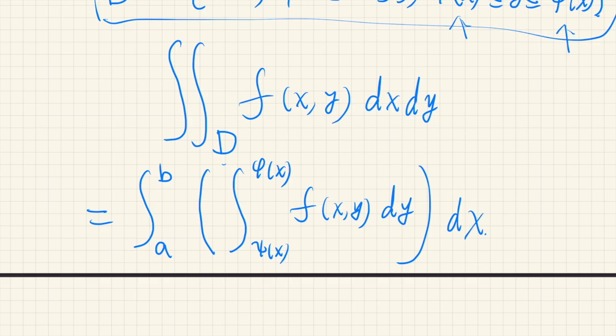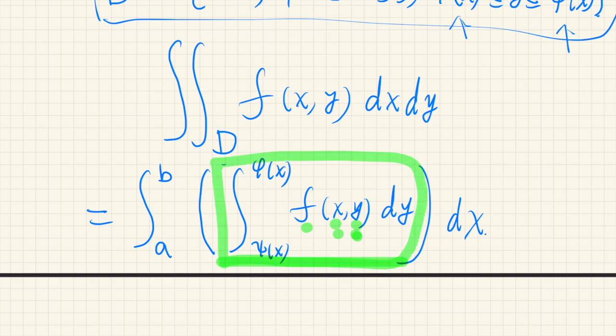and dx. Here, we consider f of x and y as a function of y alone. So fixing the value of x, it's a univariate function of y. After integrating this, we consider the resulting integral; let's call it F1 of x. After integrating this, we consider this result as a function of x, which is a univariate function, and we integrate with respect to x from x equal to a to x equal to b.